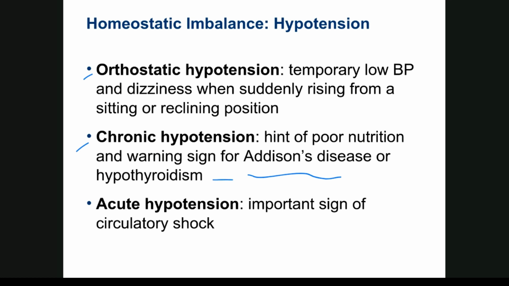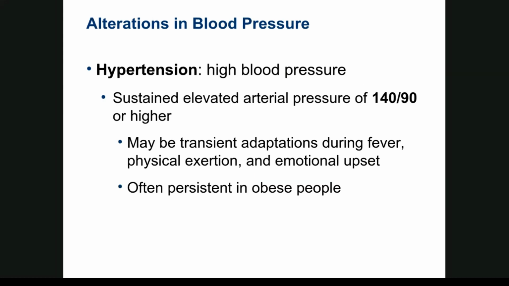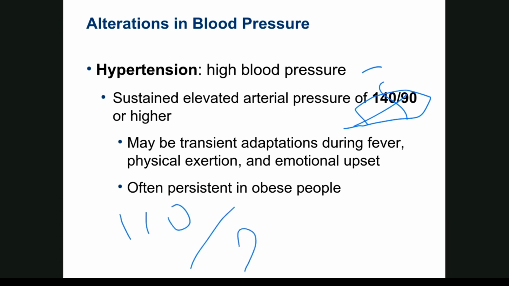Acute hypotension, that means they were fine a little while ago and now they got it bad. That's probably shock. Hypertension, high blood pressure. Now, this is wrong, and I should have changed this in the PowerPoint. This is the old data, 140/90. Realistically, the better rule of thumb is 110/70. If you can keep the blood pressure down to there, you have a much healthier individual.